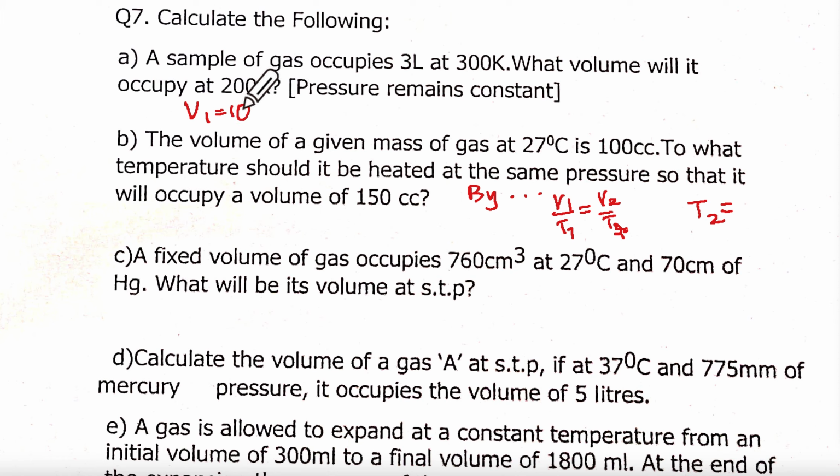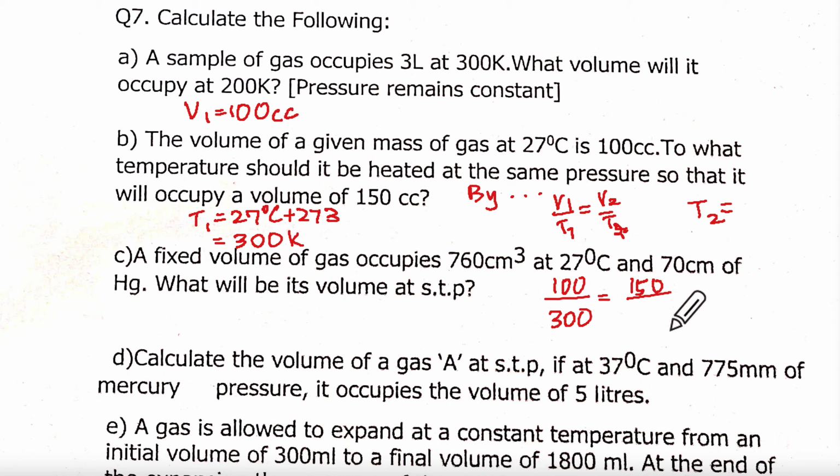What is your V1? 100 cc, correct? What is your T1? 27 degrees C plus 273, 300 Kelvin. What did you get here? 100 upon 300 is equal to what? 150 upon T2. Ah, very good.